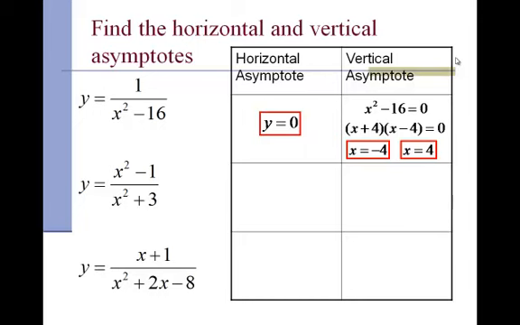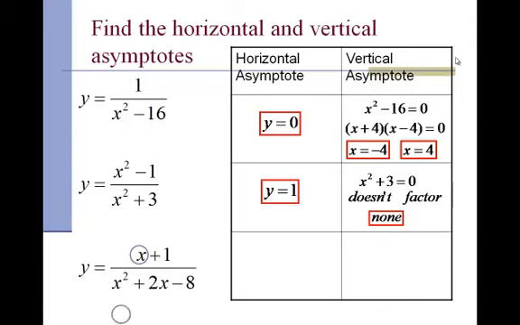For the second example, the horizontal asymptote can be found by looking at the powers of x. They're the same. When the powers of x are the same, we divide by the numbers in front of them. 1 divided by 1 would be 1, and so y equals 1 is the horizontal asymptote. For the vertical asymptote, I want to look at the denominator and set it equal to 0. X squared plus 3 equals 0 is something that doesn't factor, and so I would say none for my vertical asymptote. There isn't one.